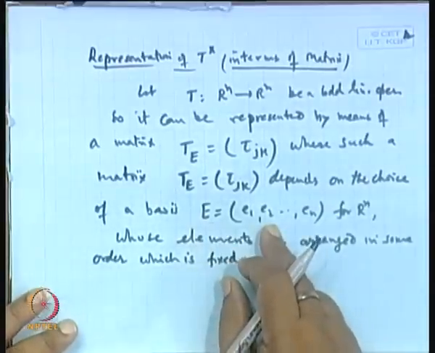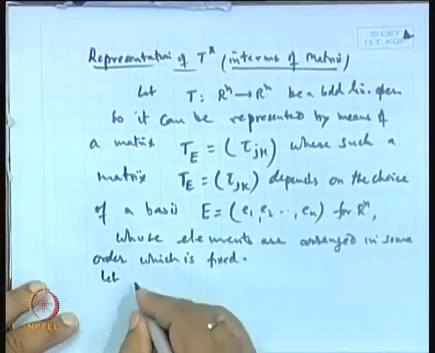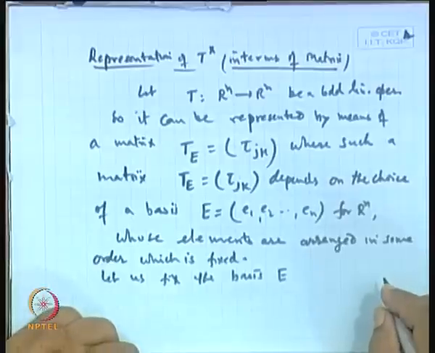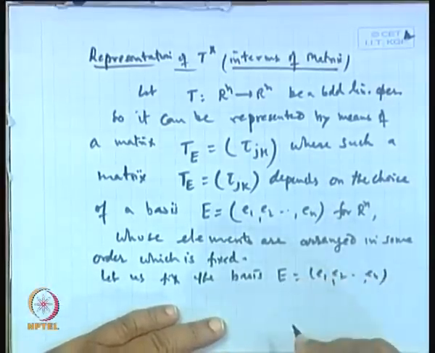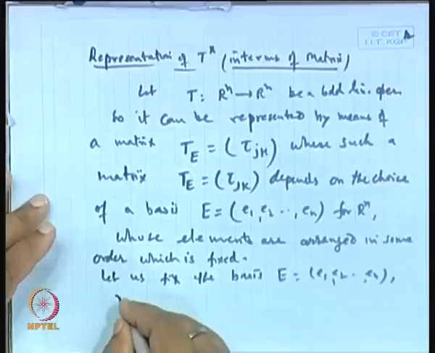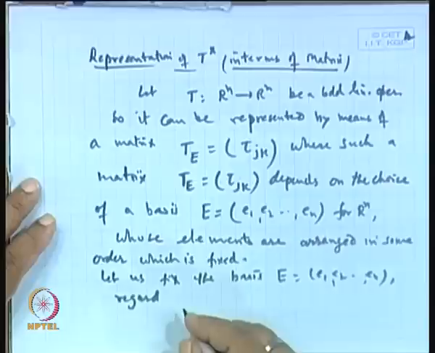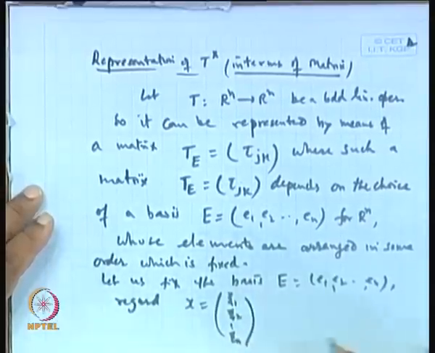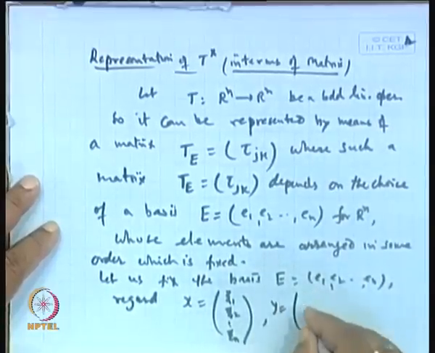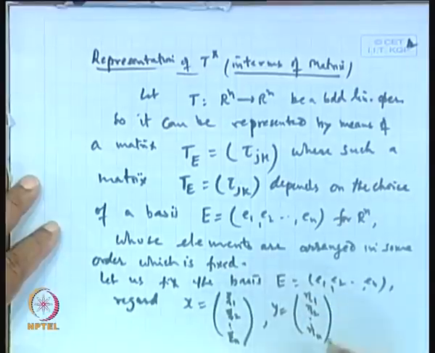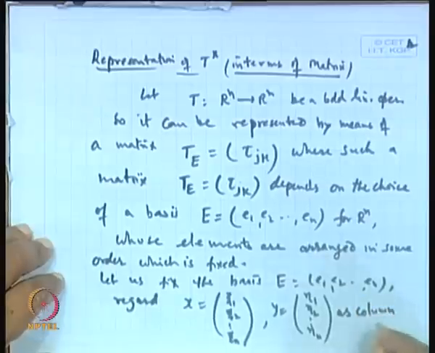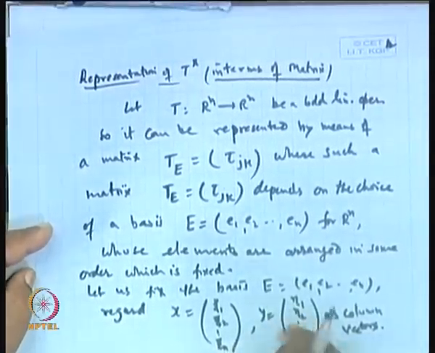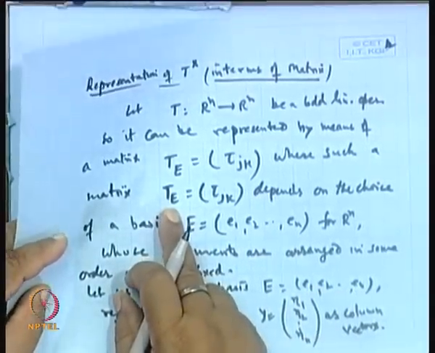So let us fix the basis element here, and this basis element is chosen with respect to the x and y coordinates. Let us fix the basis E as E1, E2, ..., En with regard to x as a column vector xi1, xi2, ..., xin and y as eta 1, eta 2, ..., eta n as column vectors. So let x and y be the column vectors, and with the help of this you fix the basis E, so that T_E will have a unique representation here.